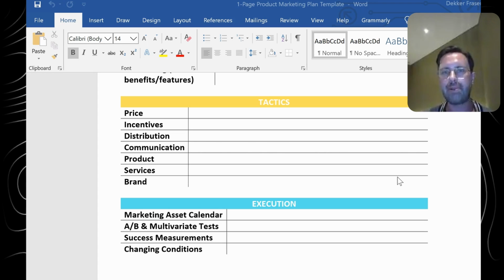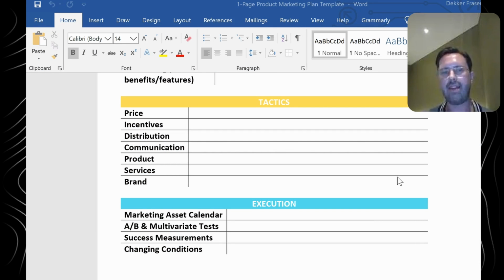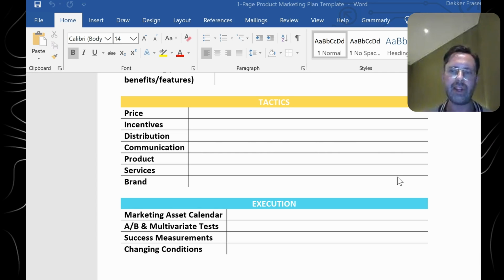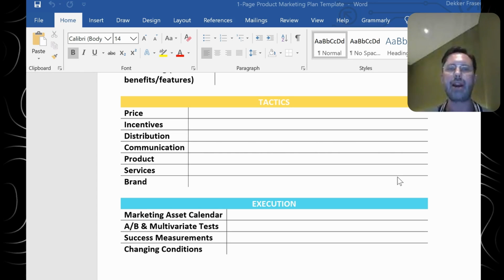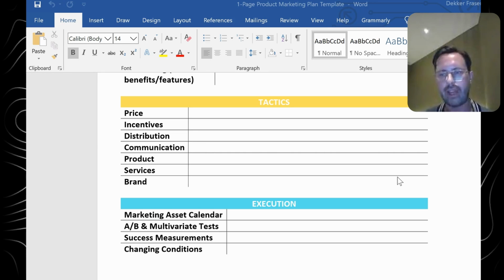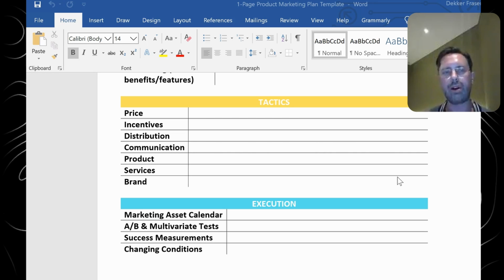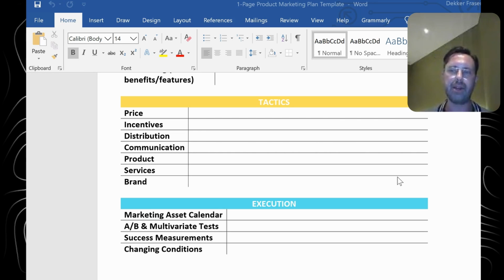Now, the last part of your product marketing plan is the execution. So product marketing managers are the hub of marketing, and the different spokes are the specialists. So one of the most important things is that you take ownership of the execution. That means having a marketing asset calendar. So a calendar that shows month by month, week by week, quarter by quarter, what assets are getting released, what marketing assets are being produced.